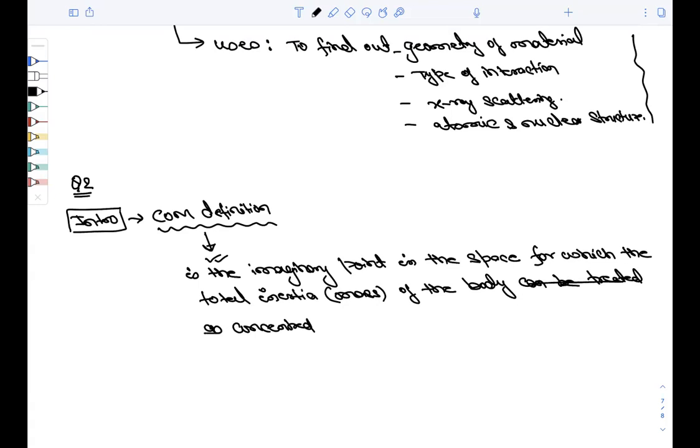Write whichever way you like, right? Try to understand one thing. 2 things I have written, right? In the space for which the total inertia of the body, strike out body and write system, that will be more correct, discrete or continuous, right? So center of mass is the imaginary point in the space for which the total inertia mass of the system can be assumed to be concentrated. Make one definition and memorize it.